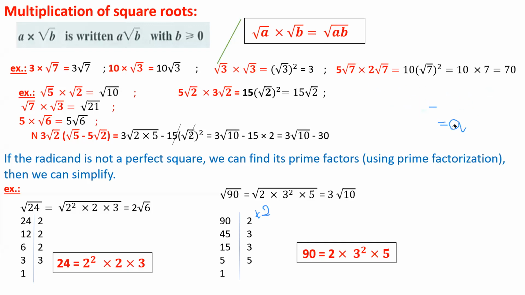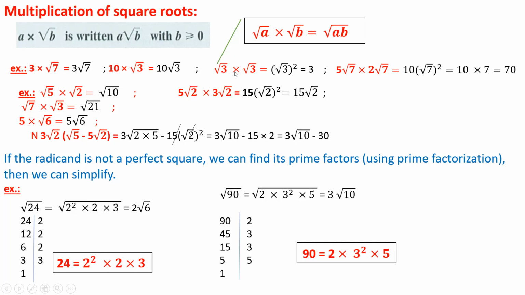As examples given on these rules, I have 3 times radical 7. Applying this rule, I get 3 radical 7. 10 times radical 3. Applying this rule, I get 10 radical 3. Radical 5 times radical 2. Applying the second rule, I get radical 10. Since the radicands are different, I multiply 5 times 2 is 10. Radical 7 times radical 3, I multiply 7 times 3, the answer is radical 21. 5 times radical 6, the answer is 5 radical 6.